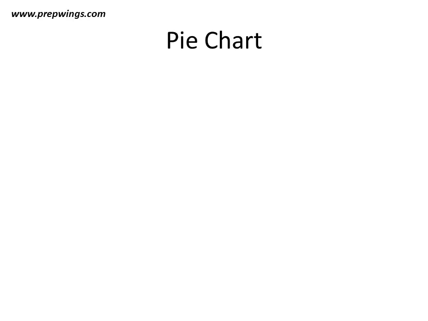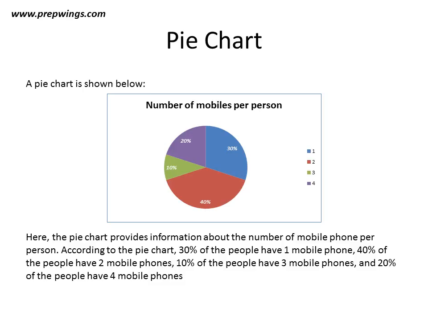Okay, in this video we'll talk about pie charts. Pie chart is shown here. This pie chart is about number of mobiles per person. If you look at it, a pie chart is a circle which is divided into different slices.